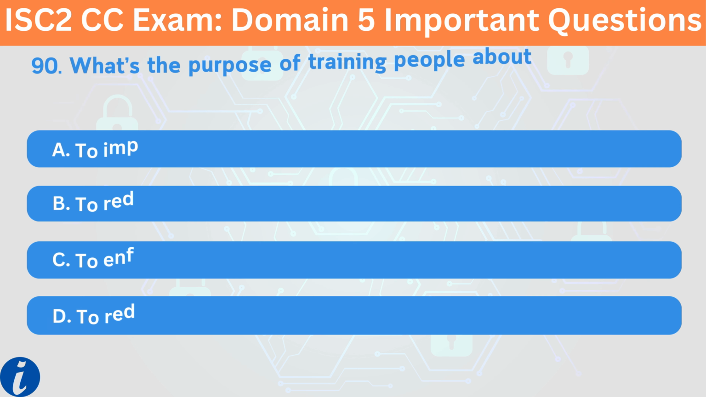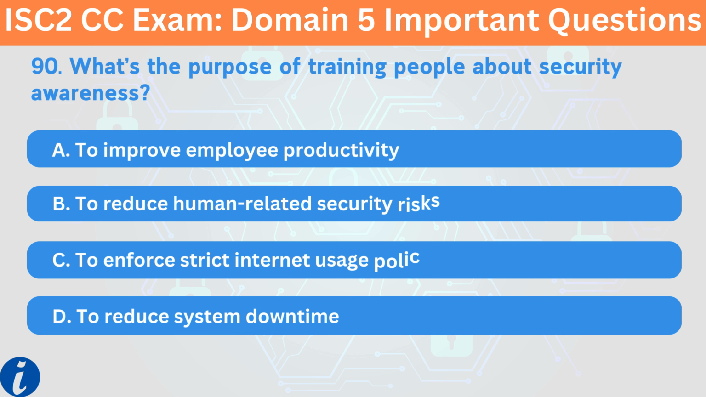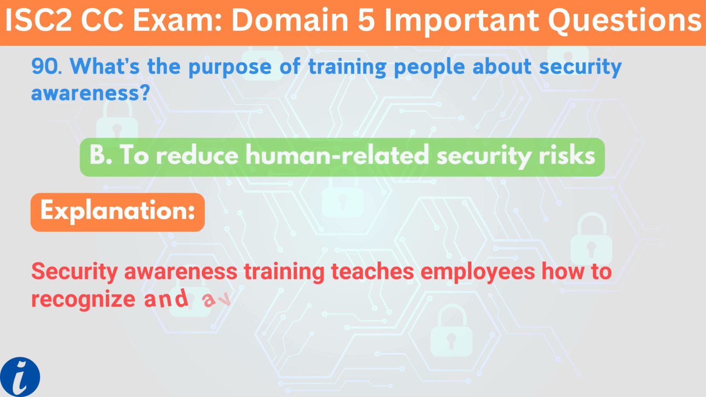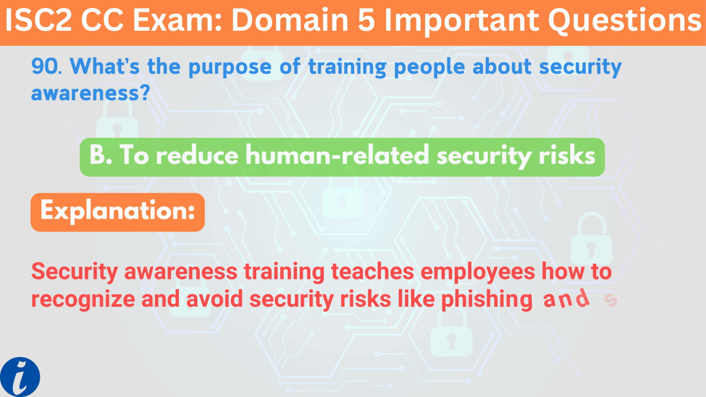90. What's the purpose of training people about security awareness? A. To improve employee productivity. B. To reduce human-related security risks. C. To enforce strict internet usage policies. D. To reduce system downtime. The correct answer is B. To reduce human-related security risks. Explanation. Security awareness training teaches employees how to recognize and avoid security risks like phishing and social engineering.